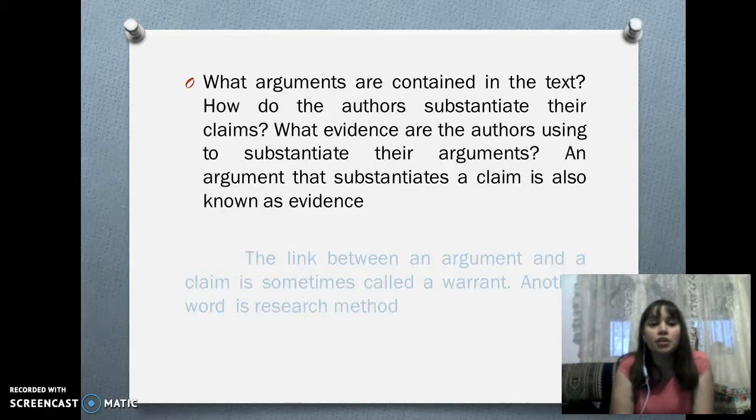Okay, guys. Now I explain what arguments are contained in the text. How do the authors sustain their claims? What evidence are the authors using to sustain their arguments? An argument that sustains a claim is also known as evidence. The link between an argument and a claim is sometimes called a warrant. Another word is research method.